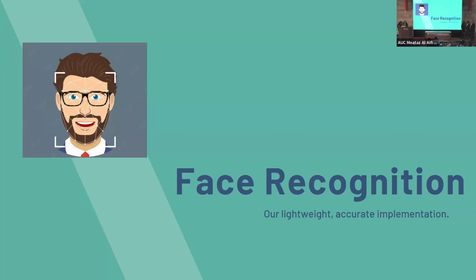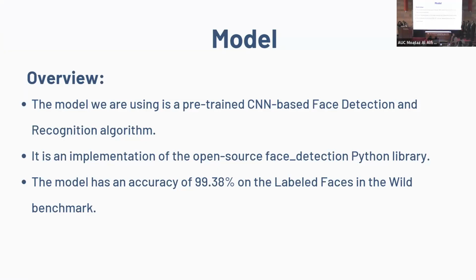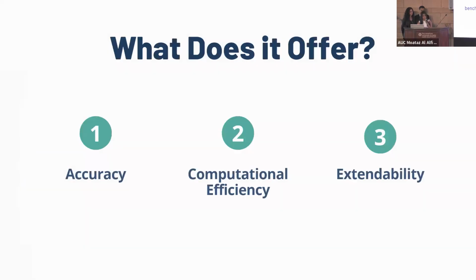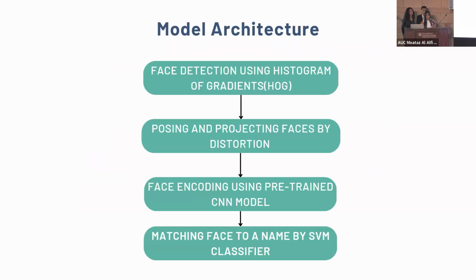The first feature of our product was facial recognition, and the model we're using is a pre-trained CNN-based face detection and recognition algorithm. It's an implementation of the open source face detection Python library, and it has an accuracy of 99.38% on the Labeled Faces in the Wild benchmark. Our model offers accuracy, computational efficiency, and extendability, and our model architecture is as follows.